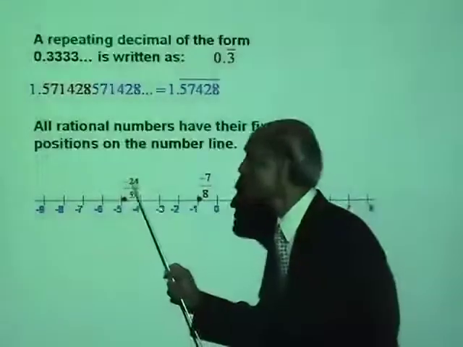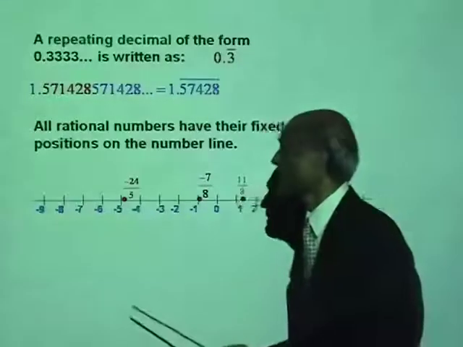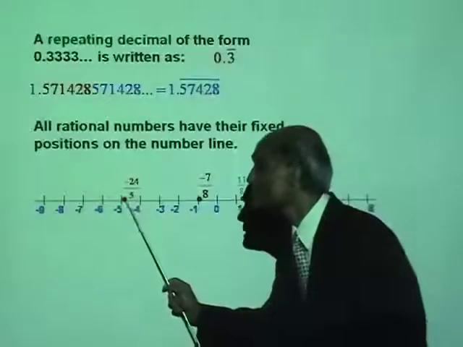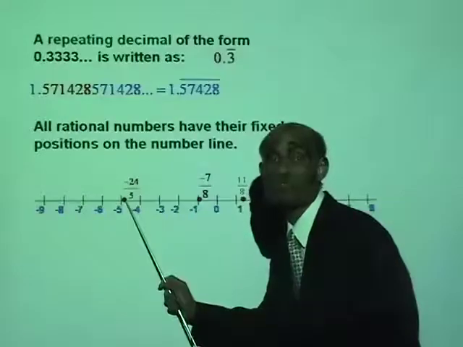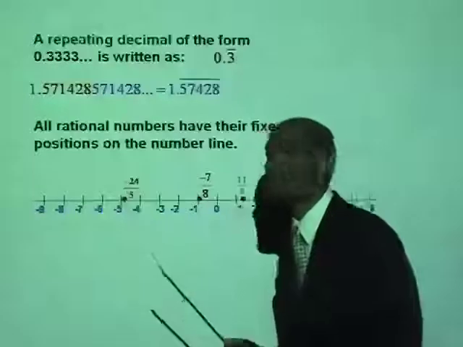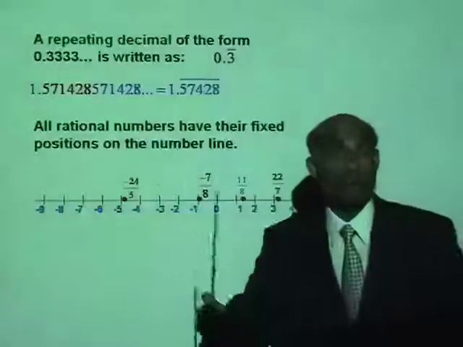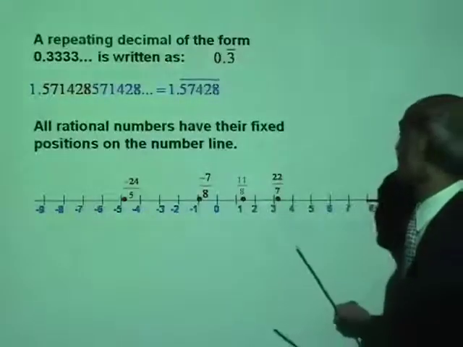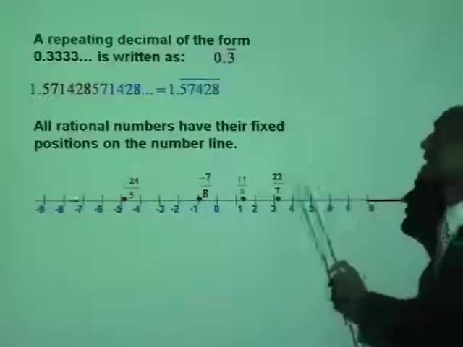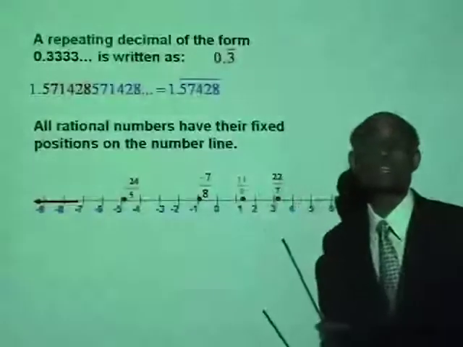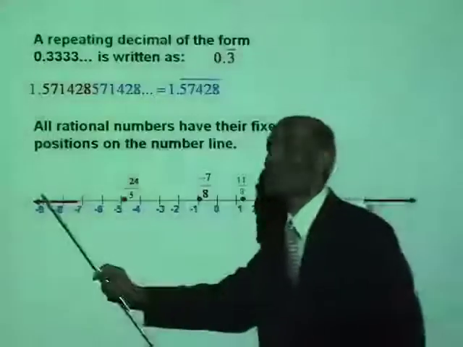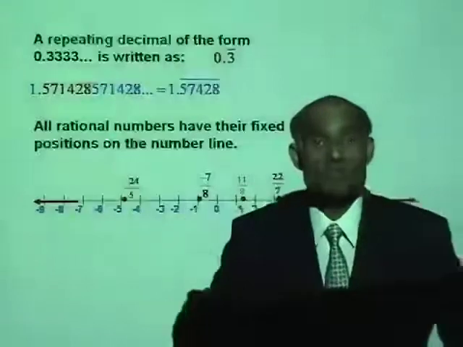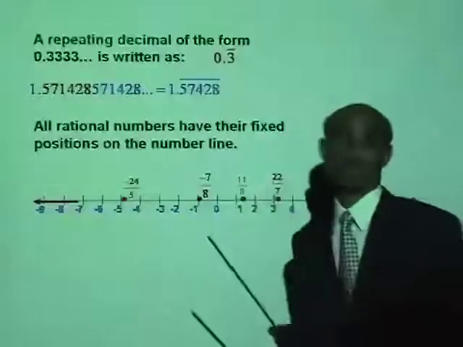Alright, how about negative 24 over 5? Negative 4.8. You see, right there, that's negative 4.8, just before negative 5. So, all rational numbers have their fixed positions on the number line. And it goes to the right and left indefinitely. That means you have millions and trillions of rational numbers that can be put on the number line.